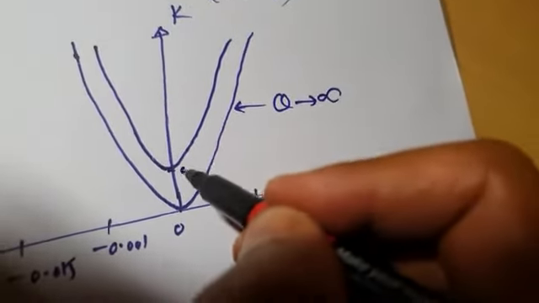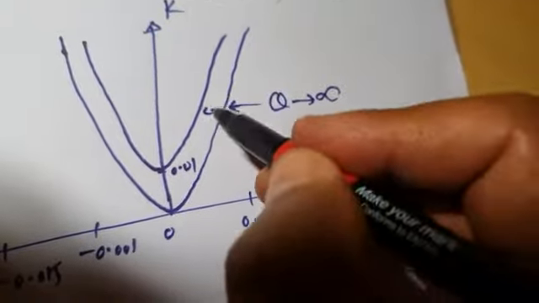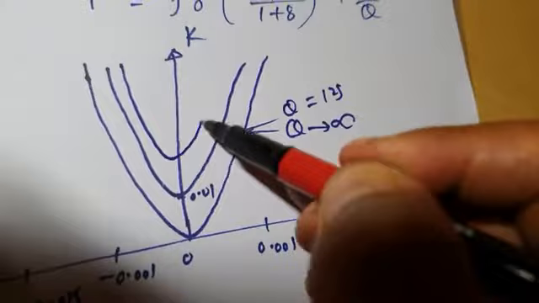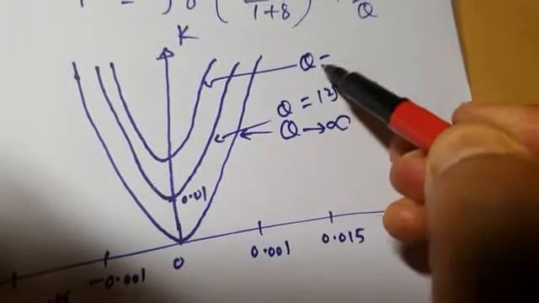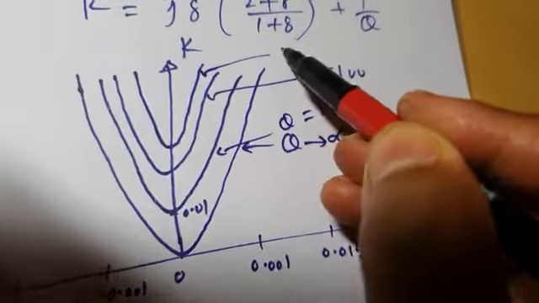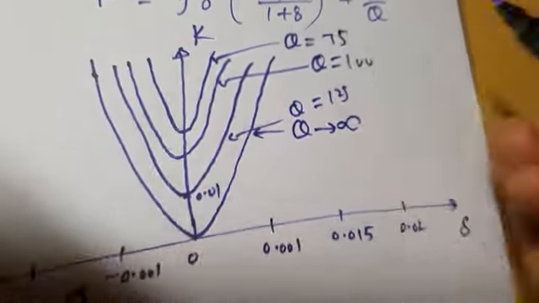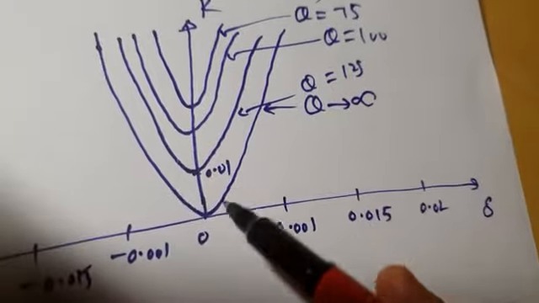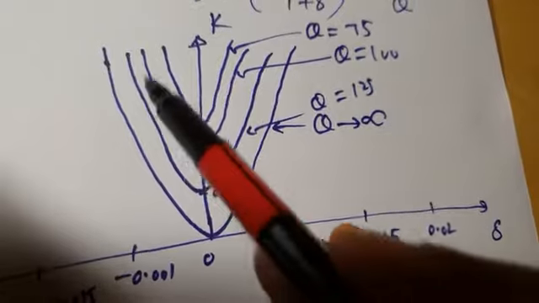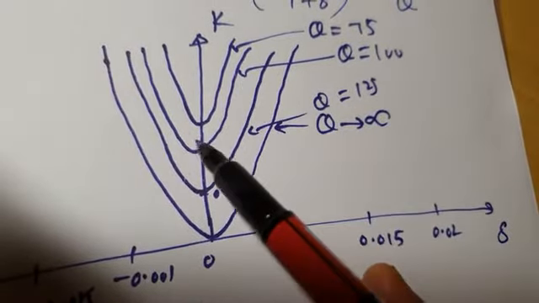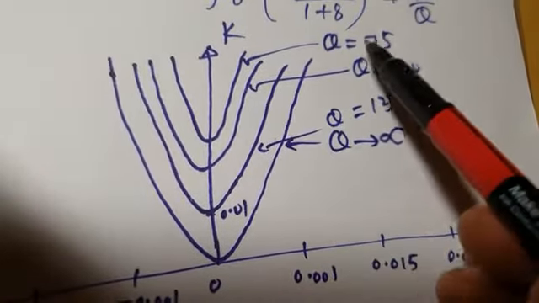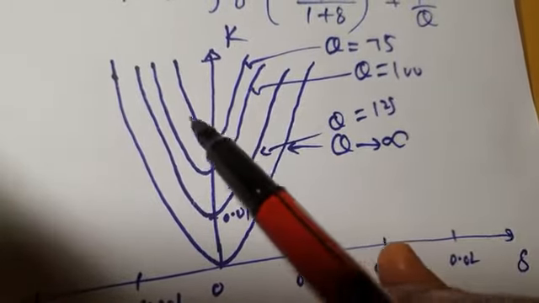This is 0.01. This is for Q equal to 125. This next curve is for Q equal to 100. And this curve is for Q equal to 75. See, if Q is infinite, then this is the variation of K with delta. For Q equal to 125, this is the variation of K with delta. For Q equal to 100, this is the variation of K with delta. And for Q equal to 75, which is a finite positive value, this is the variation of K with delta.